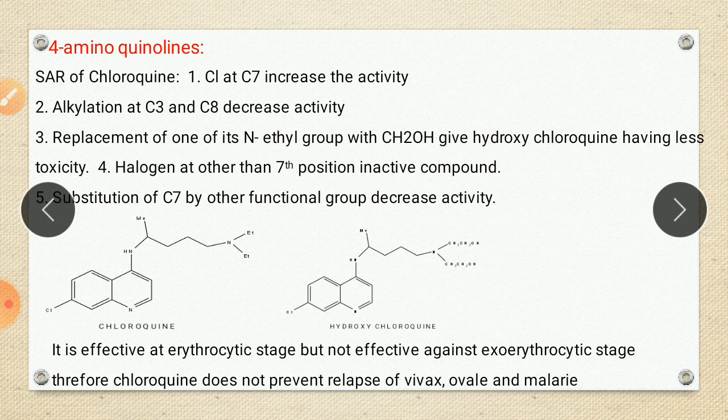These drugs are effective at the erythrocytic stage but not effective against the exoerythrocytic stage. Erythrocytic stage means when the parasite is in the RBC. These drugs are not effective against the exoerythrocytic stage, which means when the parasite affects the liver. Therefore, chloroquine does not prevent a relapse of Plasmodium vivax and ovale malaria. Chloroquine is not effective against the relapse or reoccurrence of the disease due to Plasmodium vivax and ovale malaria.